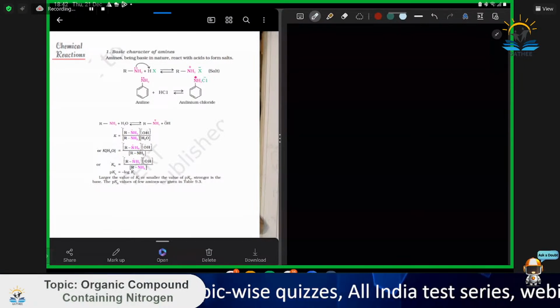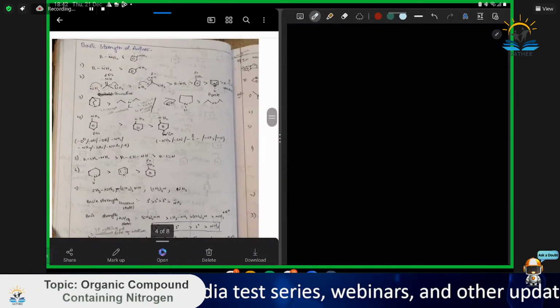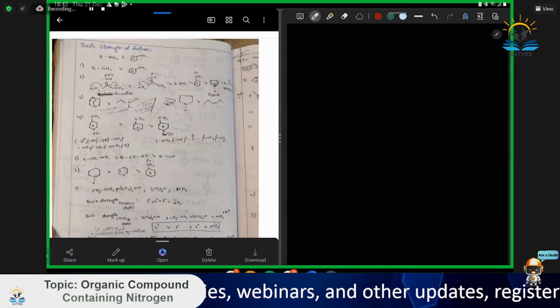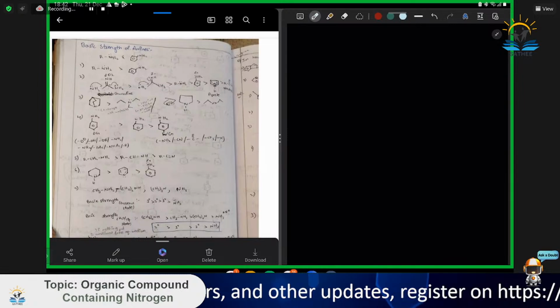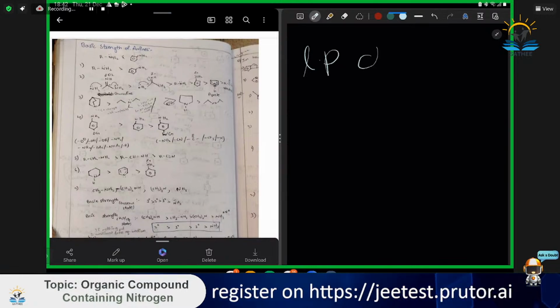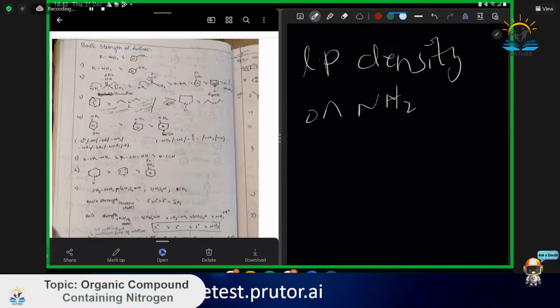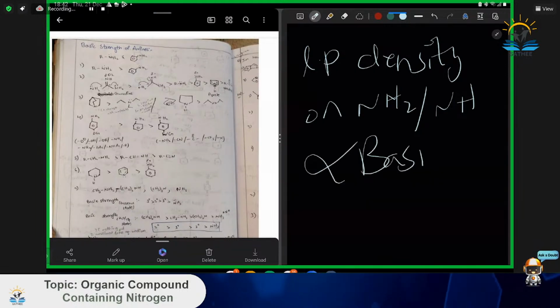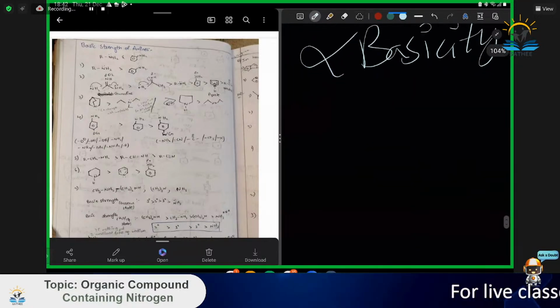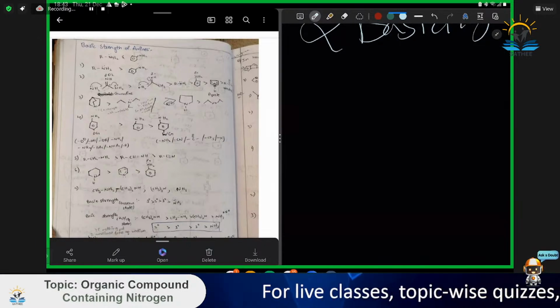What is important is structure and basicity comparison, as shown here. Your amine is more basic than aniline because, in structure and basicity comparison, the important point is that lone pair density on NH2 or NH or something is proportional to basicity. Basically the lone pair should be there, the electron density should be on nitrogen. In aniline, that lone pair gets delocalized into the benzene ring.